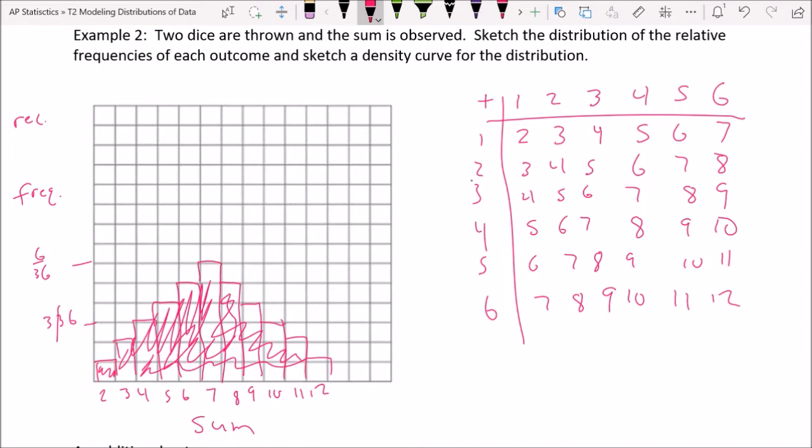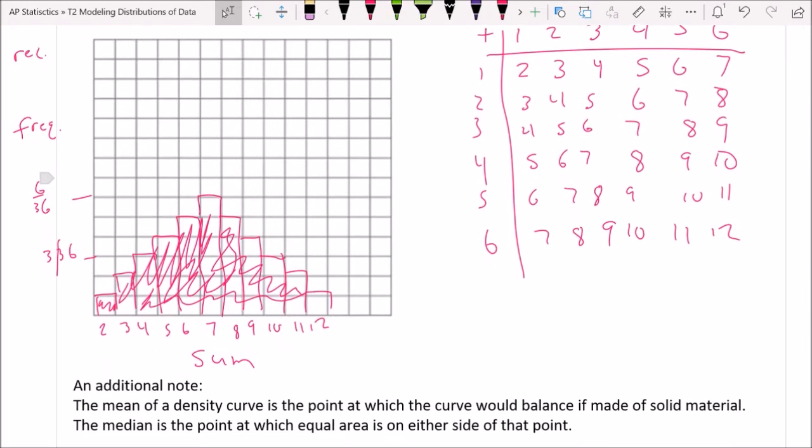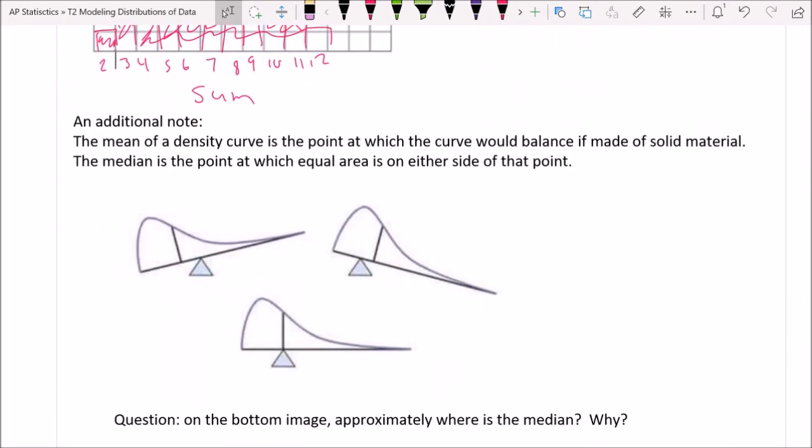So guys, just a simple example here, okay? Just with dice, showing this is an example of a really basic density curve. Before we keep going too far, I do want to add this note.